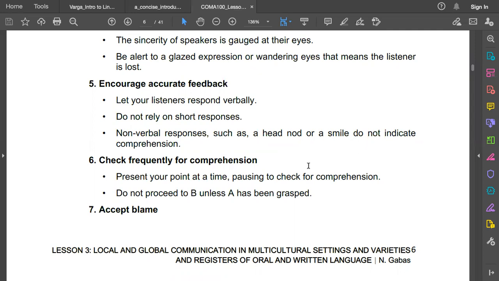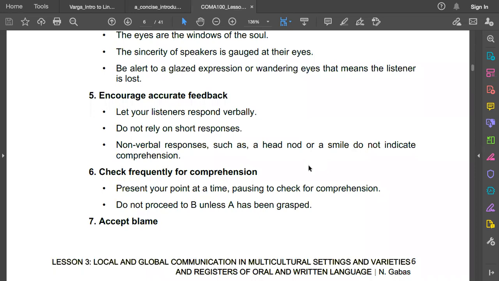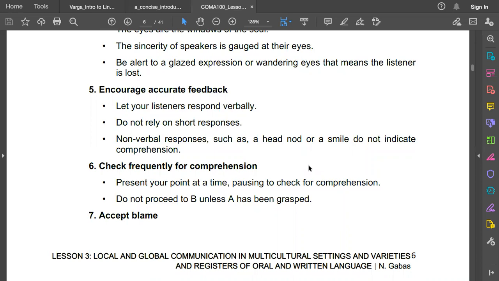You should hear it from them that they agree or disagree on what you said. Check frequently for comprehension. So it's just related with this, asking for feedback. Present your point at a time, pause for a check of comprehension. So you're able to get this, you have any questions? So do not proceed to B unless A has already been asked.